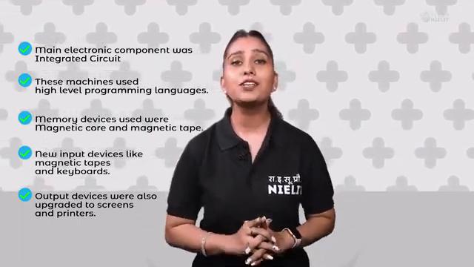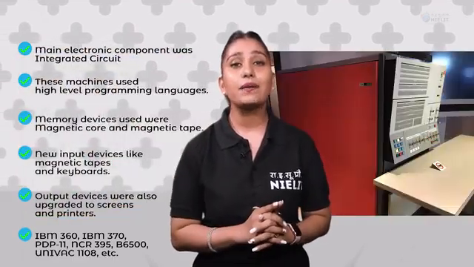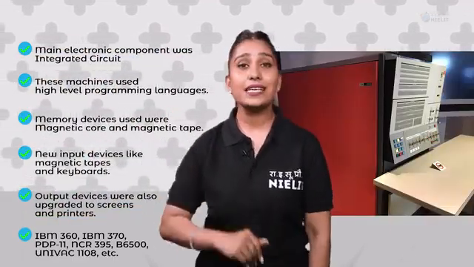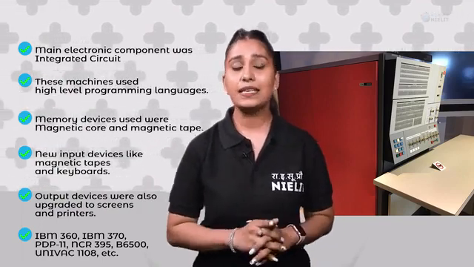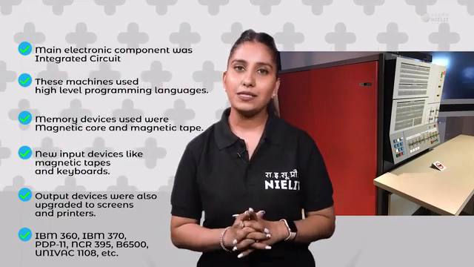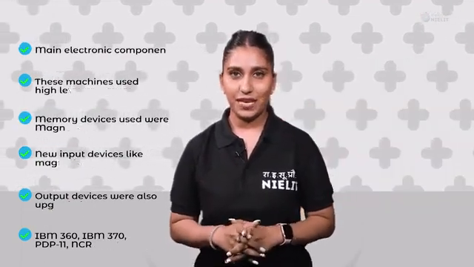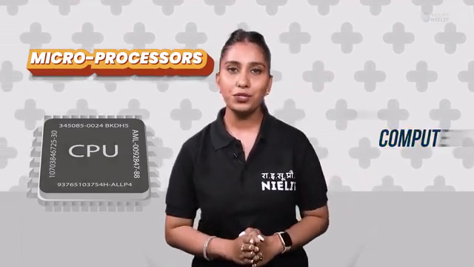Some common third generation computers were IBM 360, IBM 370, PDP-11, NCR 395, B6500, UNIVAC 1108, etc. The next decade further enhanced the technologies, and now hundreds of ICs containing thousands of transistors could be integrated on small silicon chips known as microprocessors. The fourth generation of computers used these microprocessors.